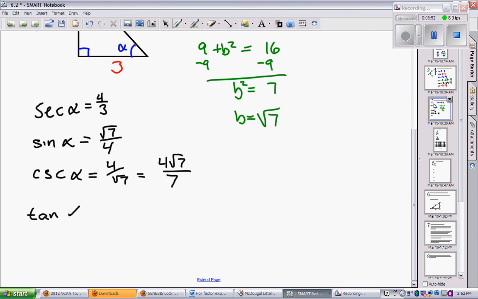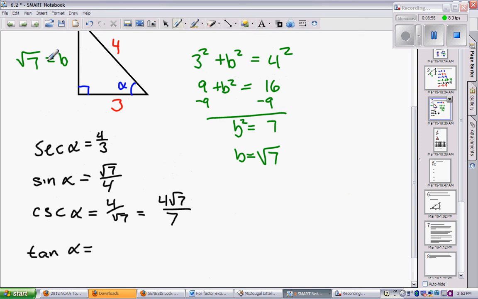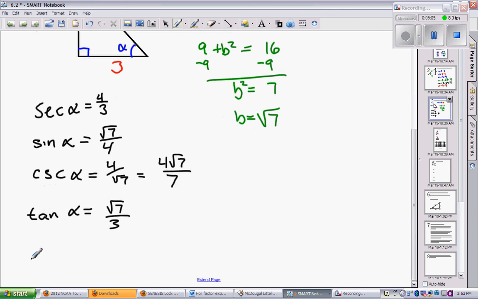And tangent of alpha, opposite over adjacent. So root 7 over 3. And the last one is the cotangent of alpha, 3 over root 7. Rationalize the denominator, 3 root 7 over 7.